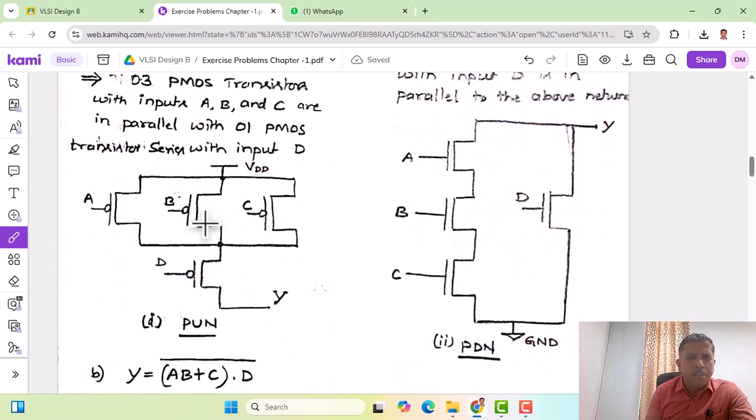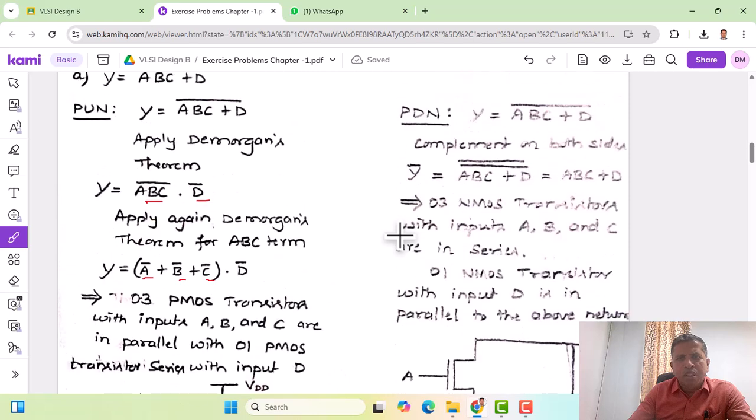So here is the network. We have 3 PMOS transistors with inputs A, B, and C connected in parallel, and that is in series with another PMOS transistor, D, and now we connect it to the output Y. So this forms the pull-up network. Therefore, one end of this is connected to VDD. On similar lines we can also write the pull-down network expression, rewriting the same Boolean expression.